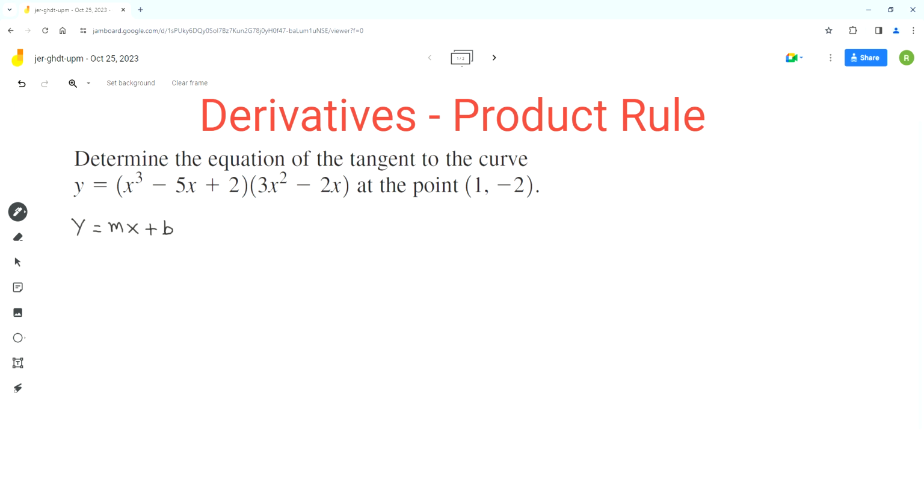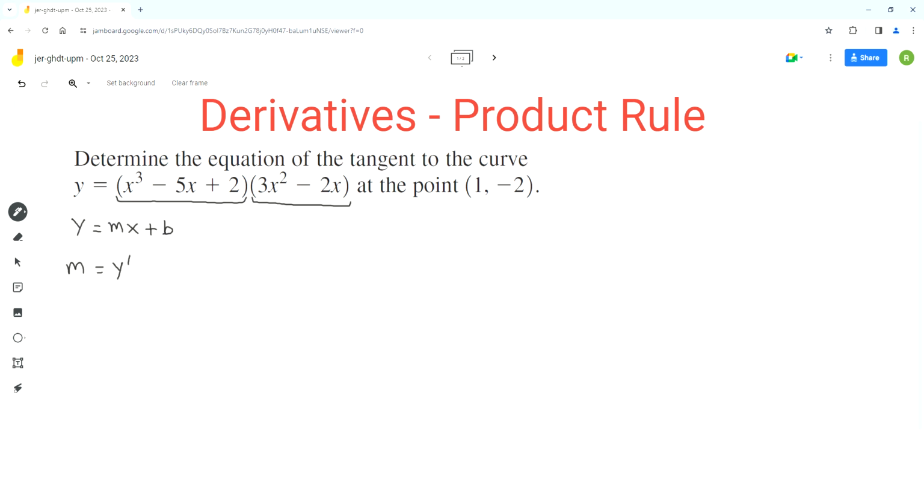Now this equation is in the form of the multiplication of two functions. The first function is x cubed minus 5x plus 2, multiplied by the second function, which is 3x squared minus 2x. Therefore we have to use the product rule to find the derivative of this function, which will be the slope of the tangent. So m, the slope of the tangent, will be equal to y prime.